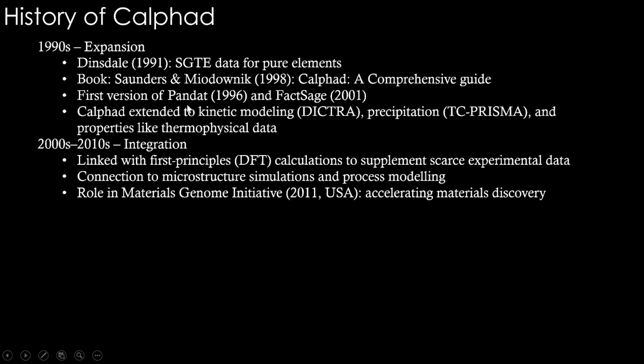These two software packages, Pandat and FactSage, also came, and CALPHAD got extended from thermodynamics to other things like kinetics, precipitation modeling, thermophysical data, etc. And as computer power increased in the 2000s and 2010s, DFT calculations became easier to do. So linking with first principles calculations to supplement scarce experimental data started, and connection to microstructure simulations like phase field modeling and process modeling also started. And more importantly, in 2011, the Materials Genome Initiative started in the USA.